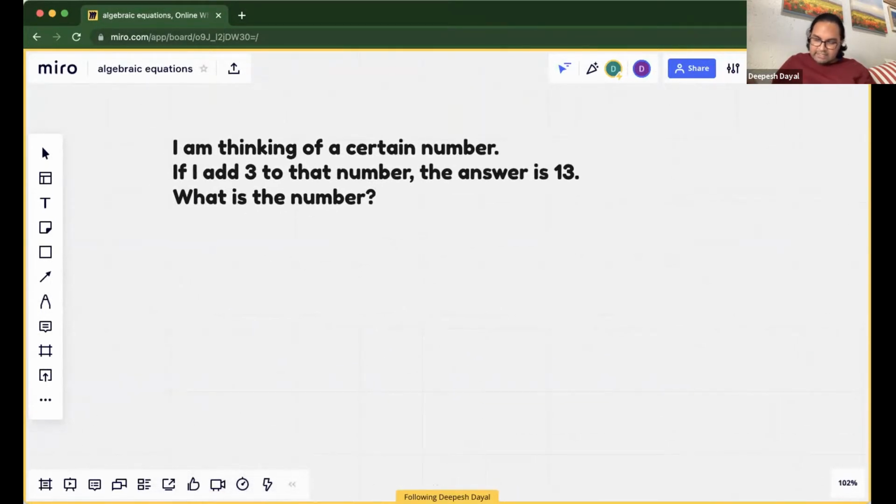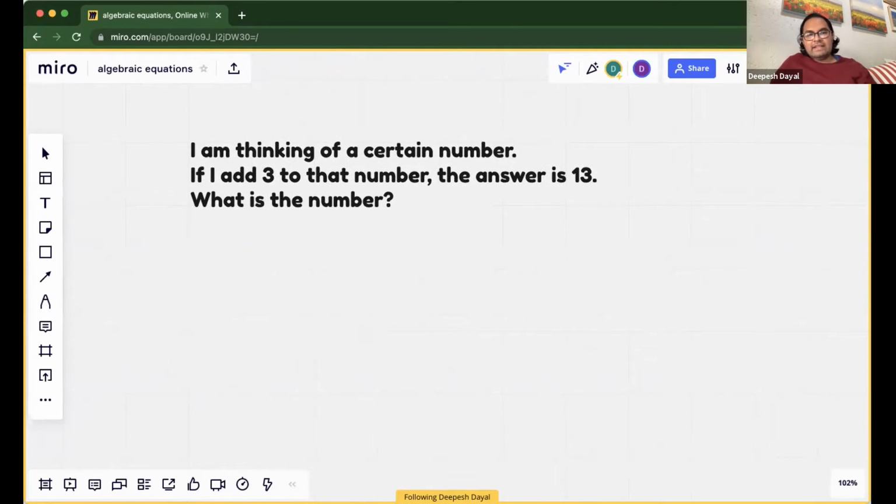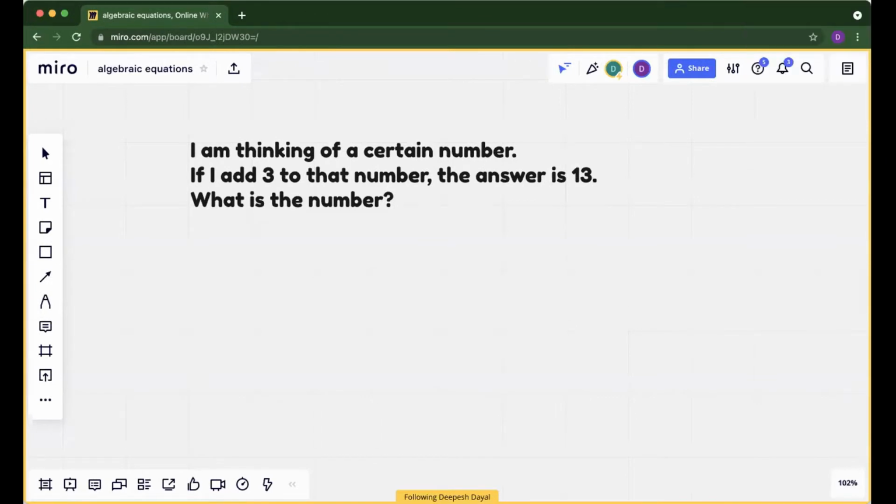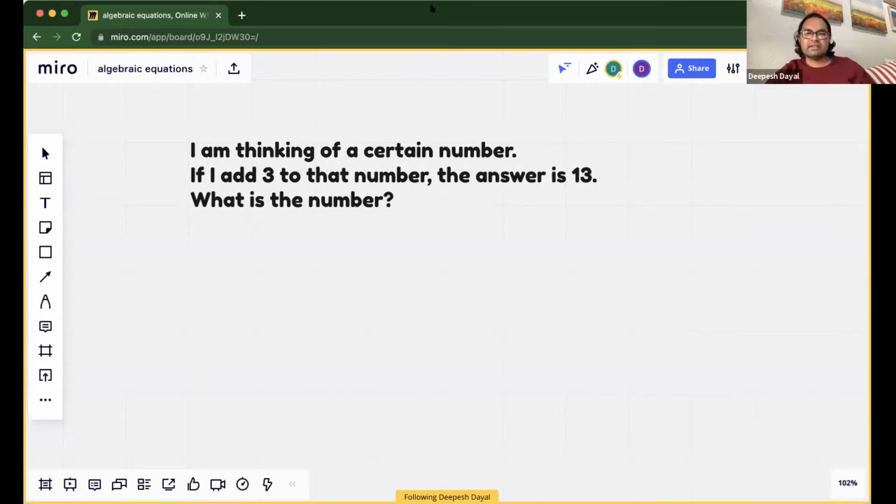I'm thinking of a certain number. If I add 3 to that number, the answer is 13. What is that number? 10. The number is 10. Yes. Let's see in the chat. Everybody's saying 10 as well in the chat, right?